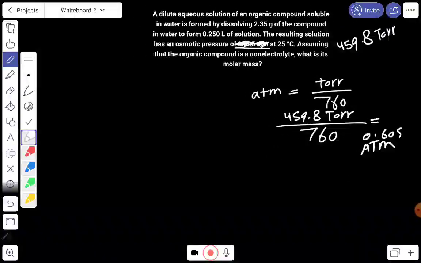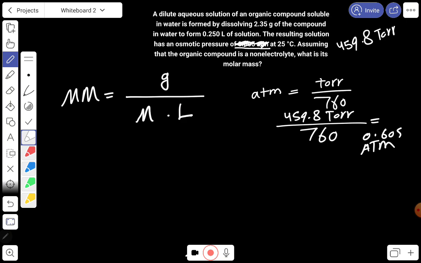Okay, and the formula for molar mass of a compound is the mass of the compound in gram divided by the multiplication of the molarity of the solution and the volume of the solution in liter. The molarity of the solution you can calculate as follows: molarity is osmotic pressure divided by gas constant times T, where T is the temperature.